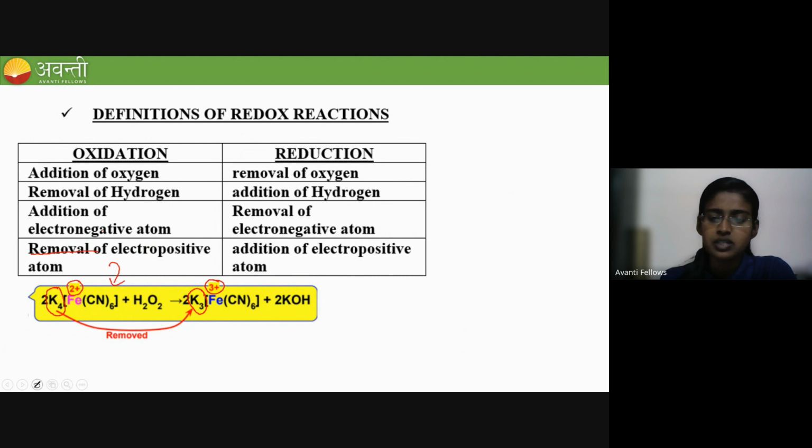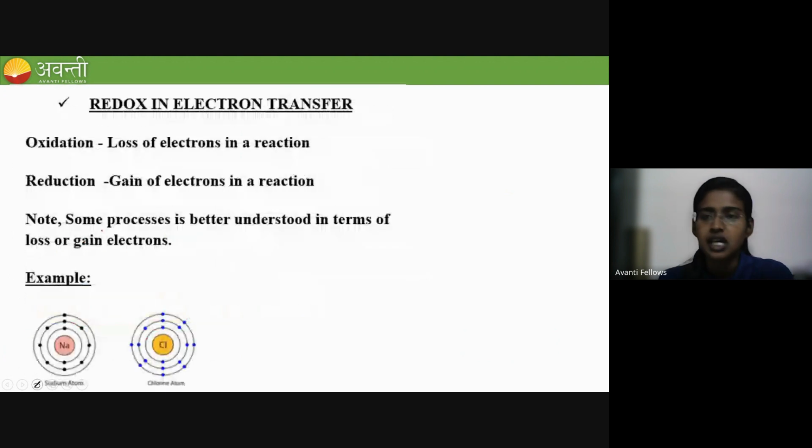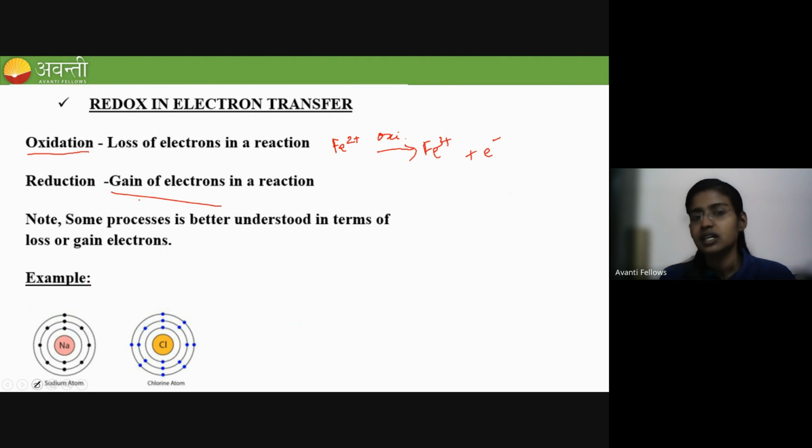Now coming to the second topic, that is redox in terms of electron transfer. According to the electron transfer concept, oxidation means loss of electrons. In the previous example also we have seen that Fe2+ has been converted to Fe3+ with the removal of 1 electron. Loss of electron is called oxidation. Gain of electron is called reduction.